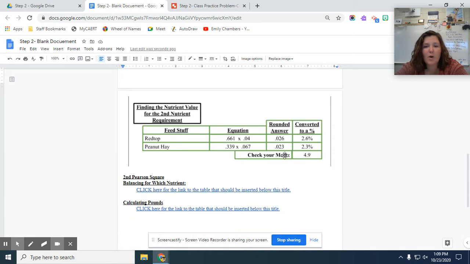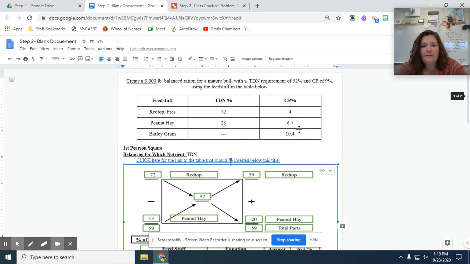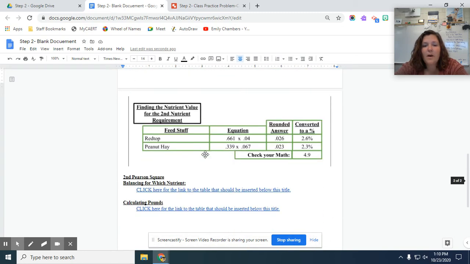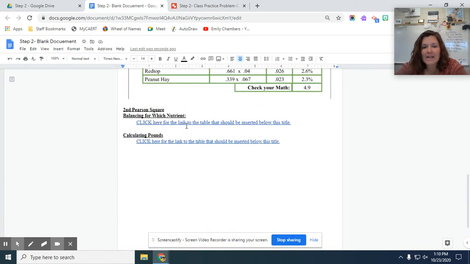So there it is. This is telling us that the feed we have created right now has a 4.9% crude protein. If you look all the way back up here, we require a 9% protein, so this is not adequate. It meets our TDN requirement, but it does not meet our crude protein requirement. That is why we have to do a second Pearson square, and this time we are balancing for crude protein.